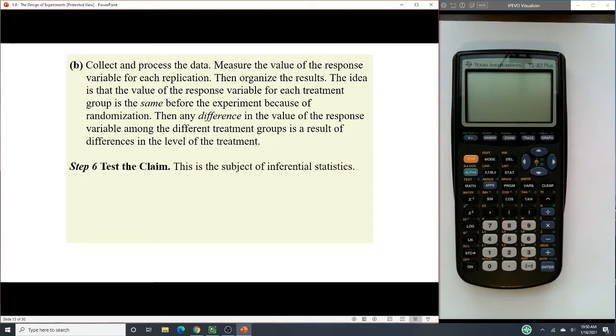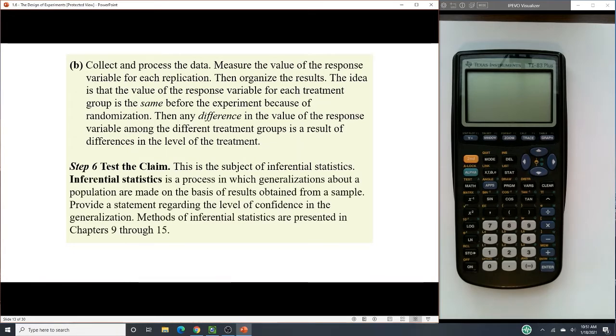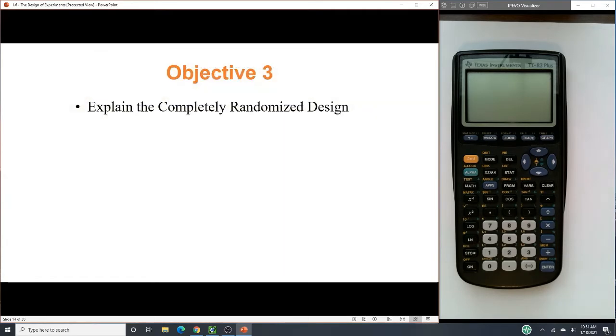Finally, step 6, we want to test the claim, and this is the subject of inferential statistics. And again, that's the process which generalizations about a population are made on the basis of the results from a sample. Okay. All right, completely randomized design.